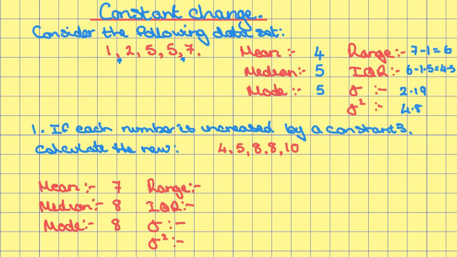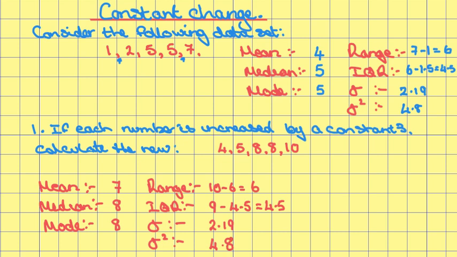The new range is 10 minus 6, which is now 6. That stayed the same. The interquartile range, well, that is 9 minus 4.5, which is still 4.5. And I've calculated the new standard deviation, which stays at 2.19. And so the new variance would stay at 4.8.